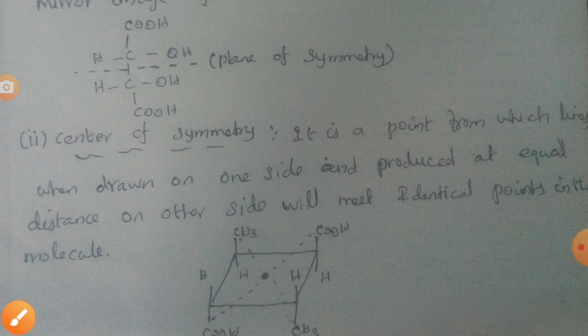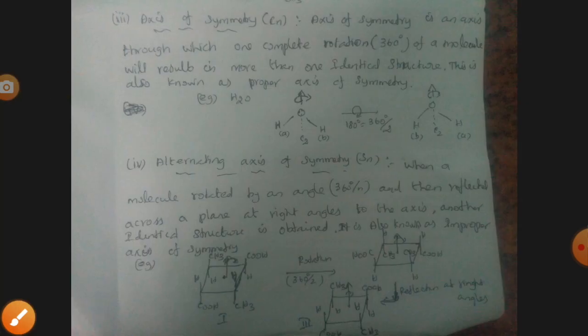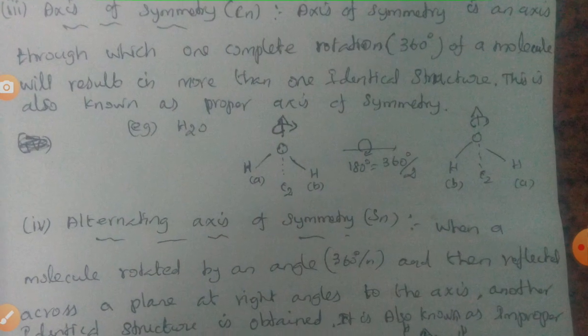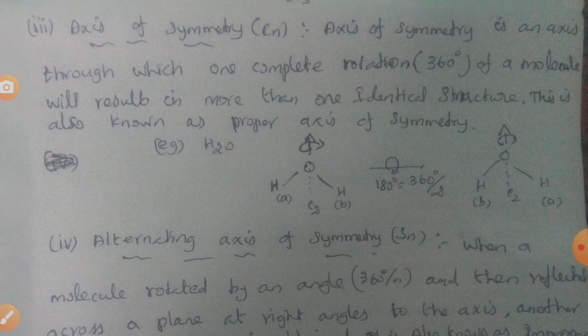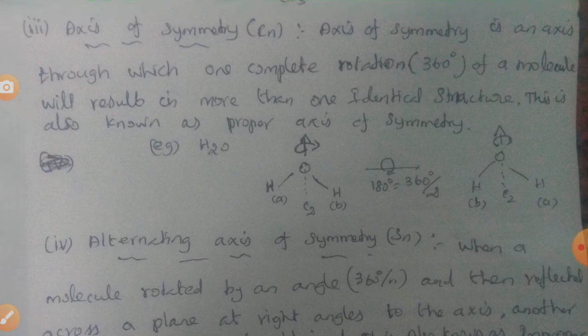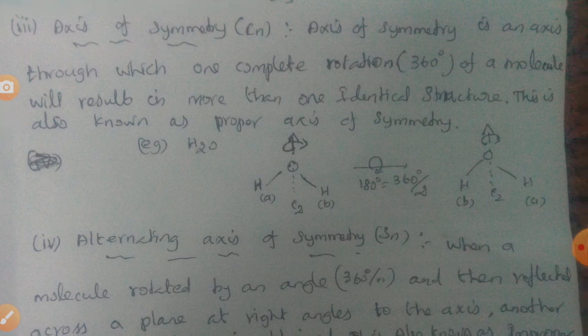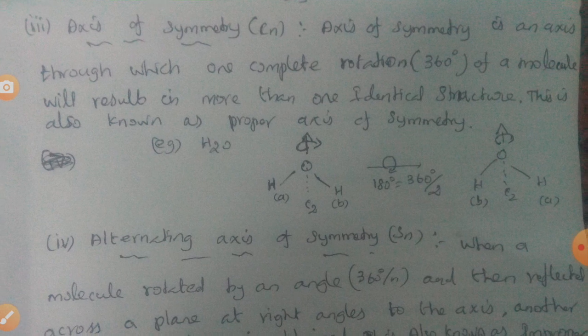Okay, the next one will be the axis of symmetry. This is also new to you. The axis of symmetry is where we can fix one angle. That is called an axis. By axis of symmetry we mean an axis through which one complete rotation of 360 degrees of a molecule will result in more than one identical structure.